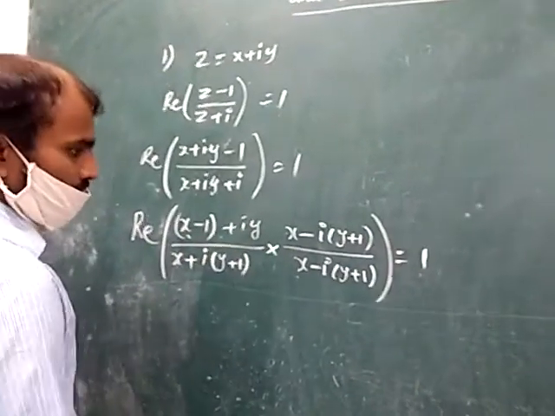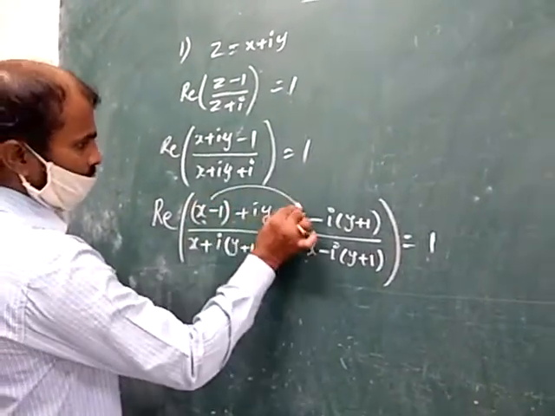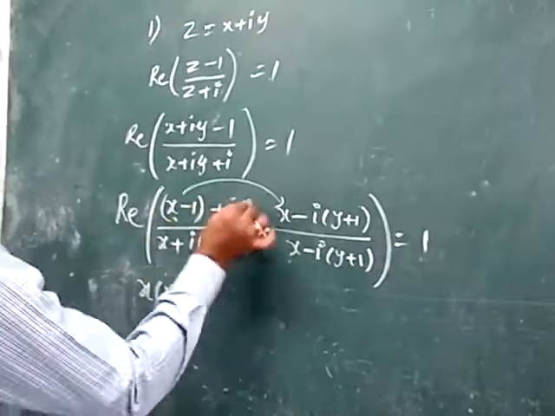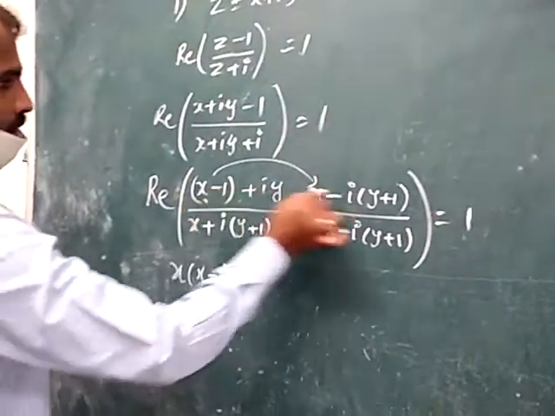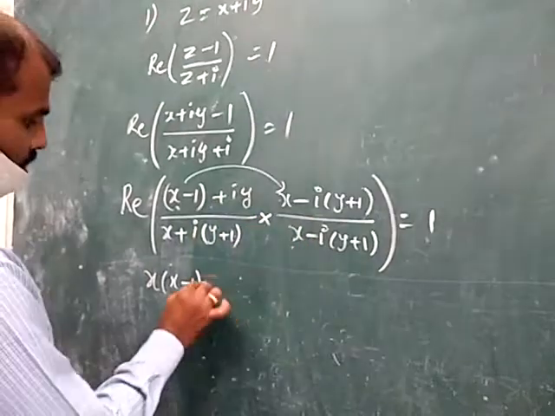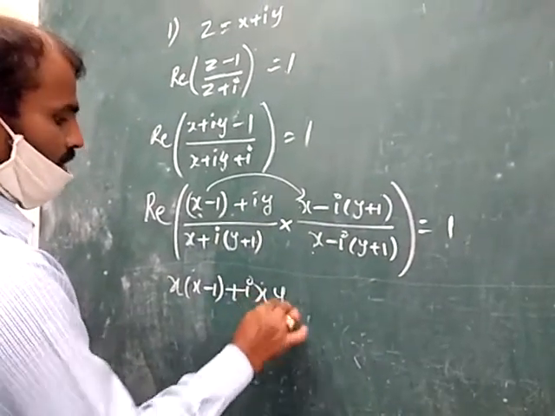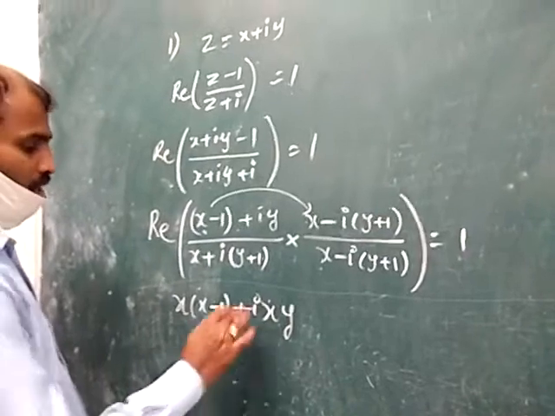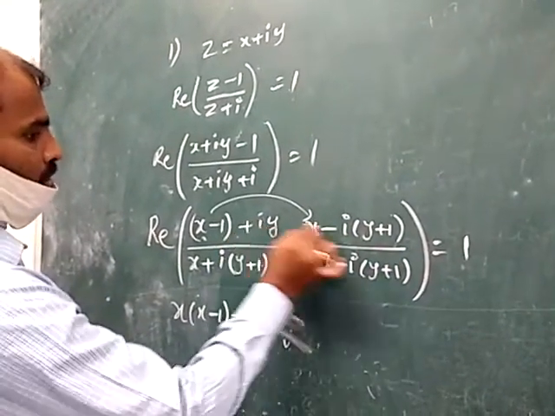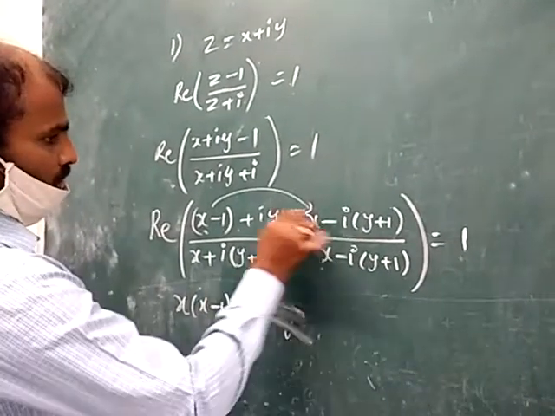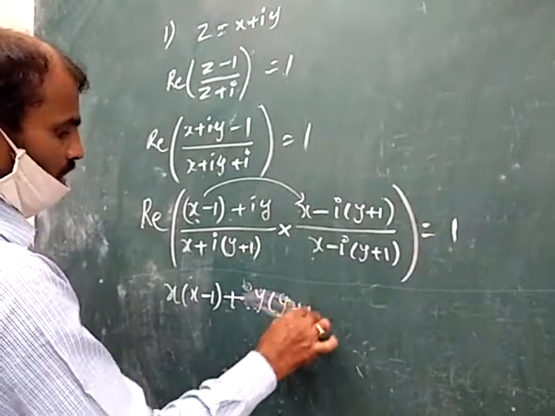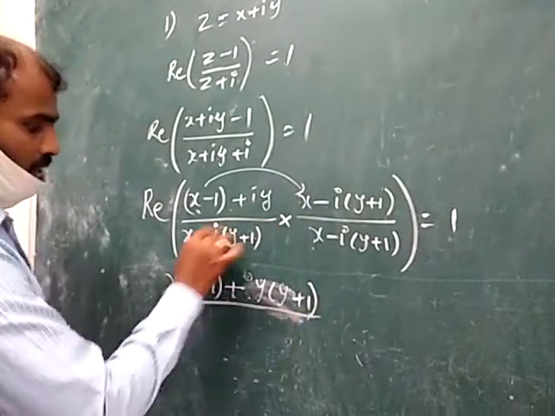Now what is the real part in this? So x minus 1 into x is clearly real part, that is x into (x minus 1). Next, (x minus 1) into i(y plus 1) is imaginary part, leave it. Now iy into x is ixy, clearly imaginary part, so leave it. Next, iy into minus i(y plus 1): i square is minus 1, minus of minus is plus. So y into (y plus 1) by the denominator.